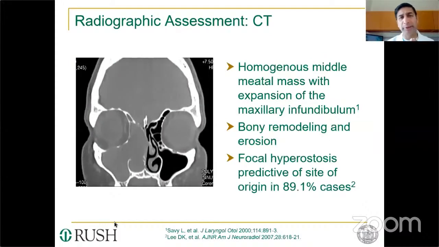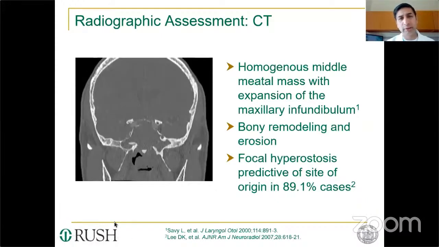When we look at the radiographic assessment, on CT, this is about as classic a CT as I can share with you on inverted papilloma. Here you see this very large expansile, homogeneous mass, which is expanding the middle meatus. Cases that are more extensive can cause bony remodeling, hyperostosis, or even bone erosion. You see the sphenoid IP. You see some contrast within the carotids. You can see significant loss of bone there.